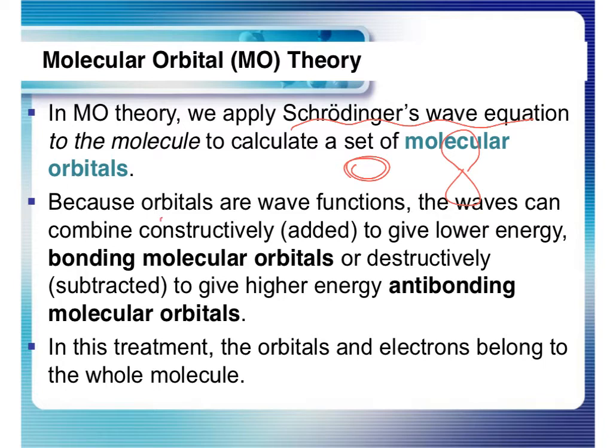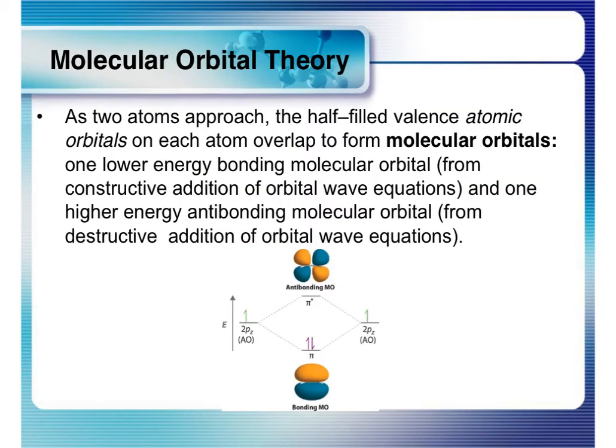Well, because these orbitals are essentially wave functions, you may remember from physics that waves can be added together in a constructive fashion, like if they're in phase, to kind of accentuate the wave. And in the case of molecular orbital theory, if they're added constructively, they give a lower energy, more stable molecular orbital. And wave functions can also be added together destructively, out of phase, which gives a higher energy, less stable molecular orbital. So let's look at a diagram of that.